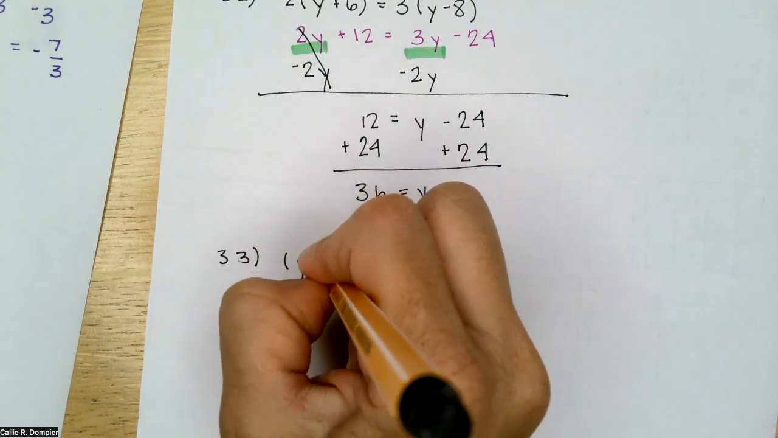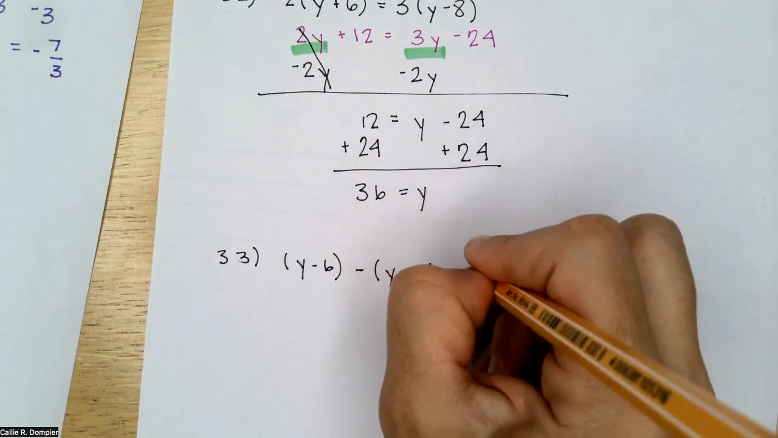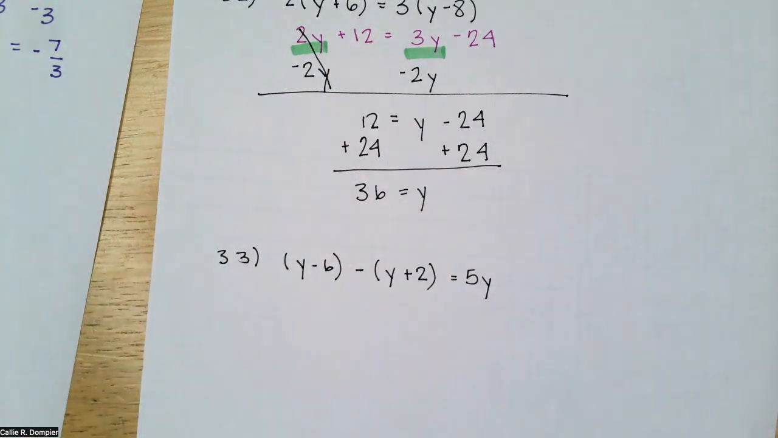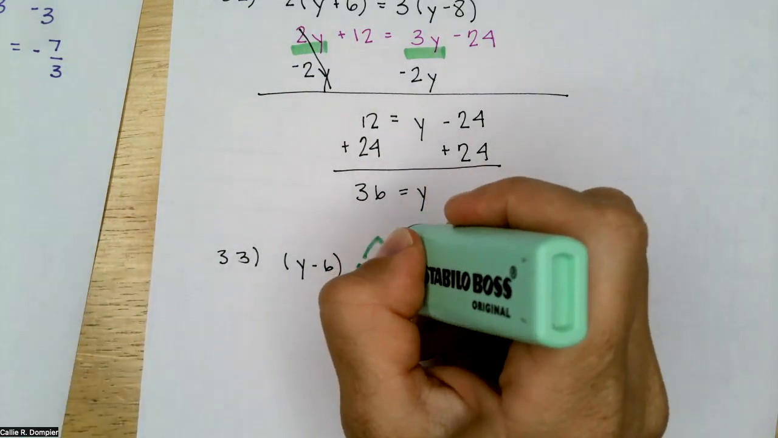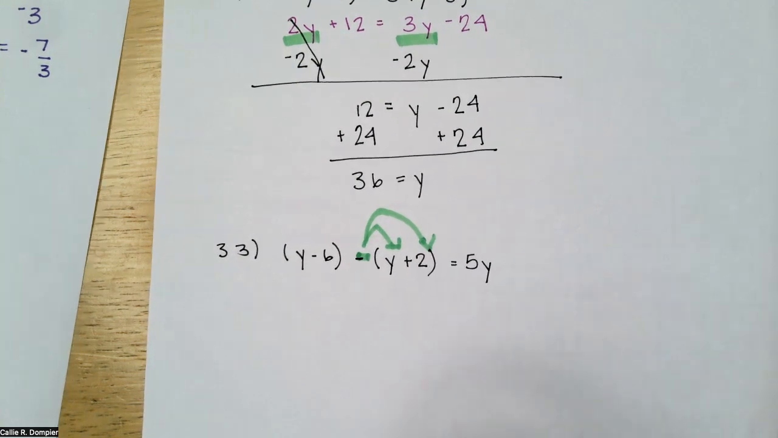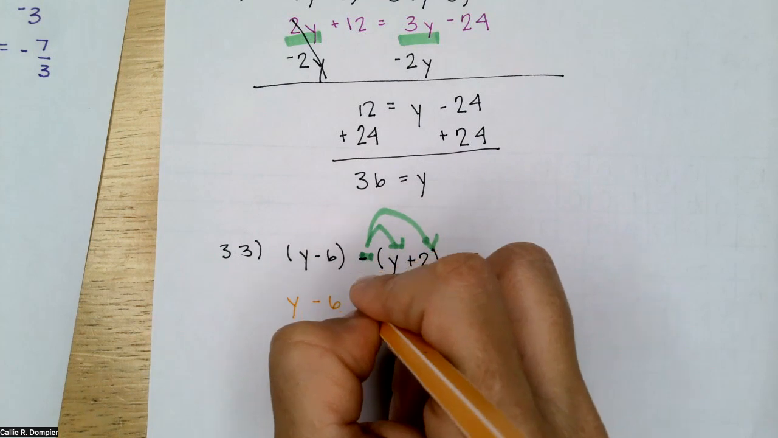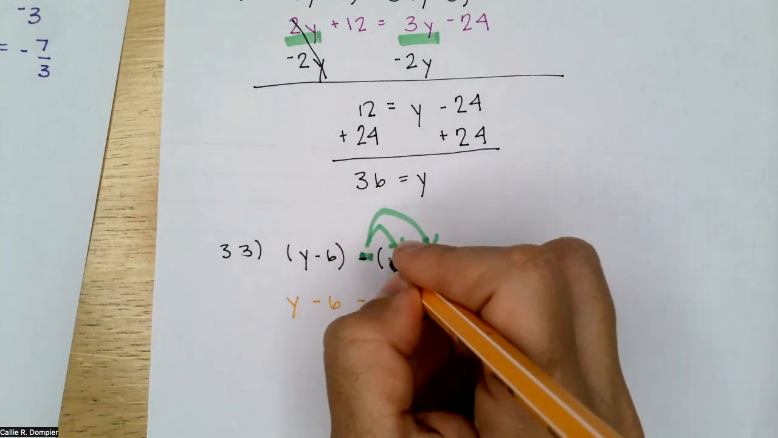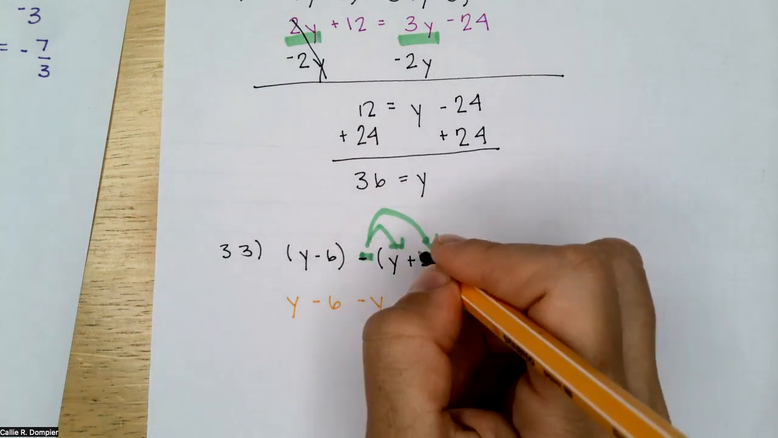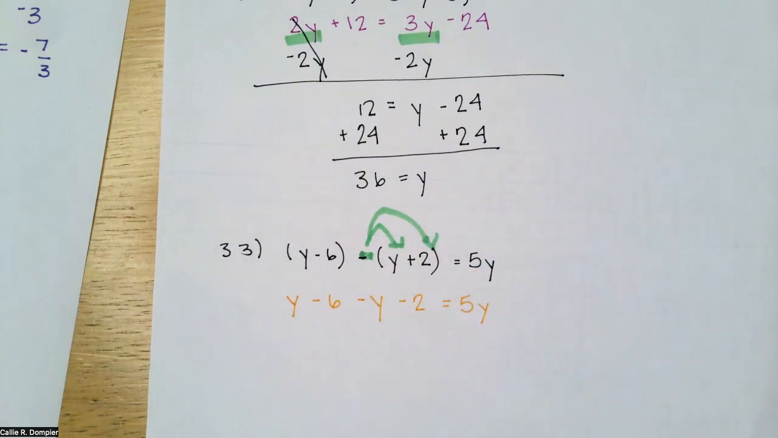y minus 6 minus the quantity y plus 2 equals 5y. So again, this needs to be distributed to the y and to the positive 2. So feel free to call it a -1 if you want. I'm going to get rid of these parentheses because they don't really do anything. y minus 6. -1 times y is a negative y. -1 times 2 is a -2 equals 5y.